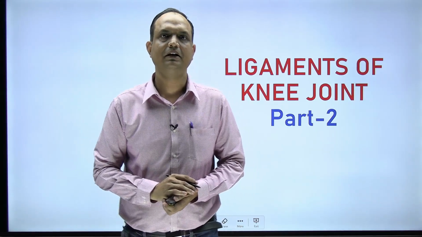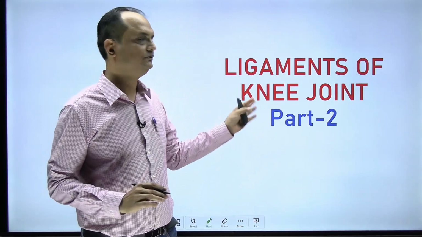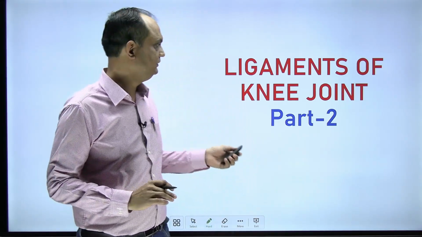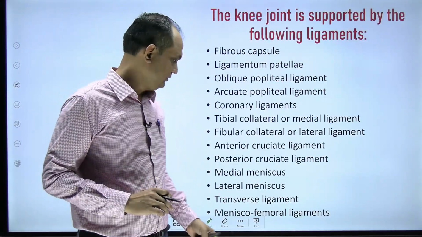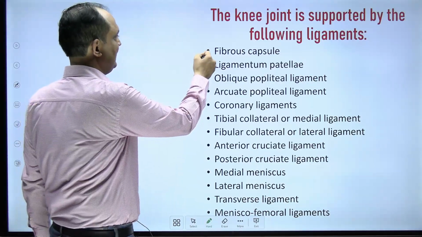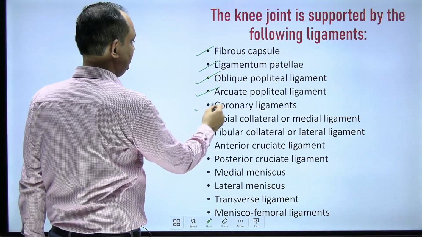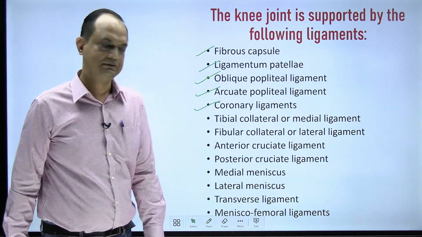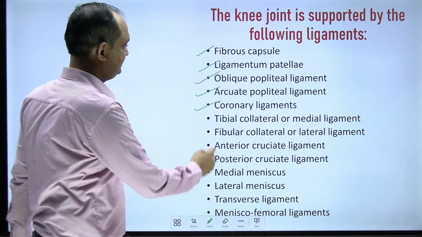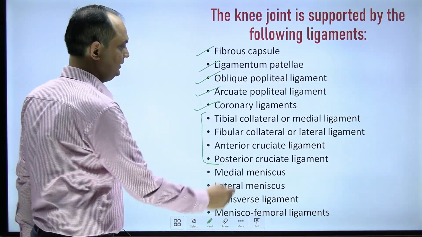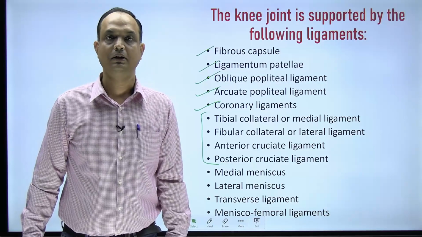Hello students, in continuation of part 1 of the ligaments of knee joint, today we will discuss part 2 of the ligaments of knee joint. In part 1, I already told you about the fibrous capsule, ligamentum patellae, oblique and arcuate popliteal ligament and coronary ligaments. Now in today's session, we will discuss the medial and lateral collateral and anterior and posterior cruciate ligaments.